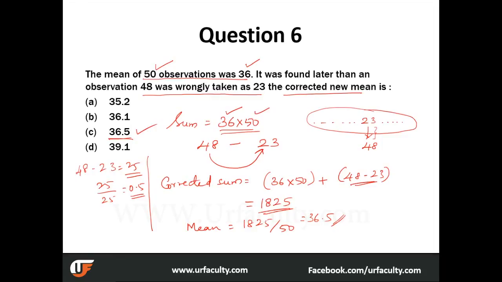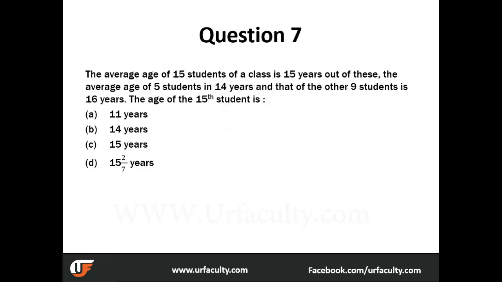So you don't have to do complex calculation if you understand how mean or average works. As I said, the deviation is 25 and the number of observations is 50. So 25 by 50 is equal to 0.5. And we know the mean is 36, and this particular difference is adding up to the mean by 0.5. I'm moving on to my next question.